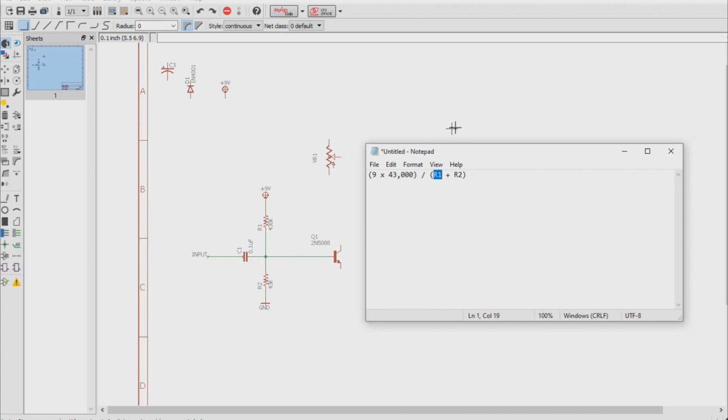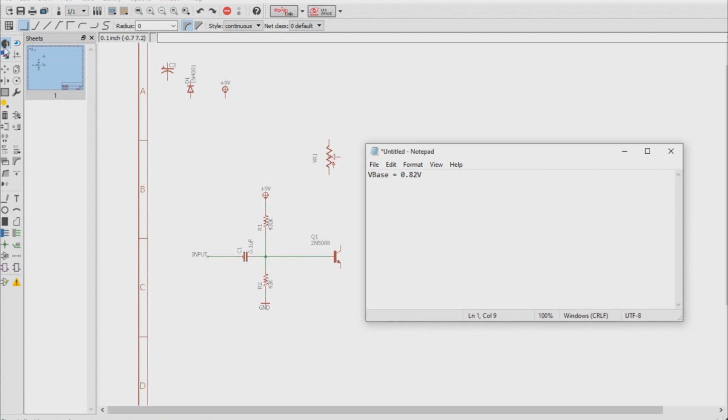Back that up. Yeah, R1. R1 is 430,000 plus R2. I guess it doesn't really matter in this case. Anyways, we get that value right there, and that comes out roughly 0.82 volts. So the voltage at the base of that transistor is equal to that.